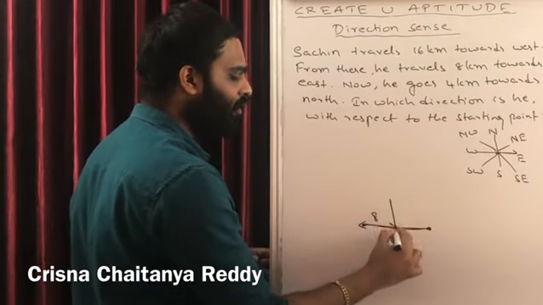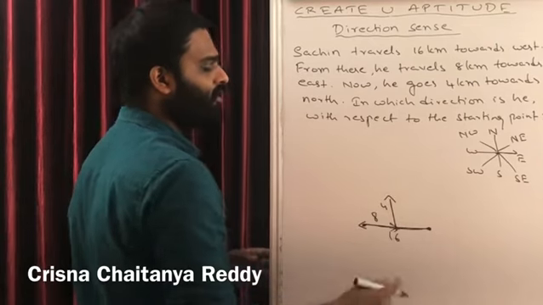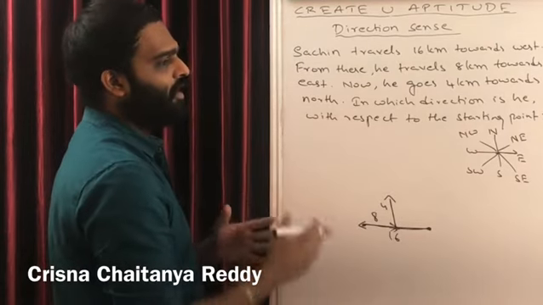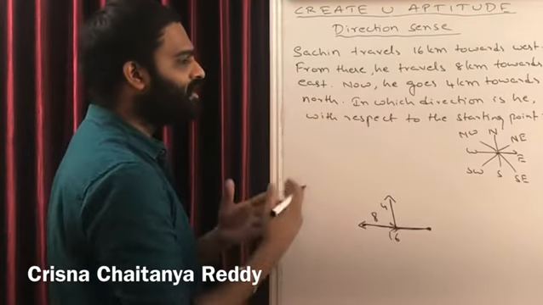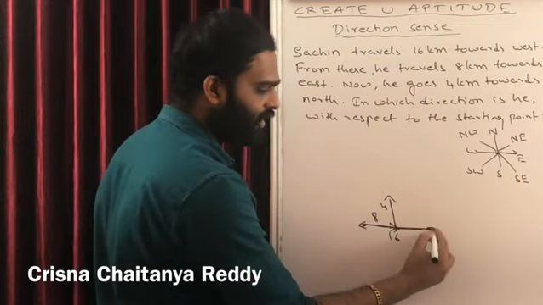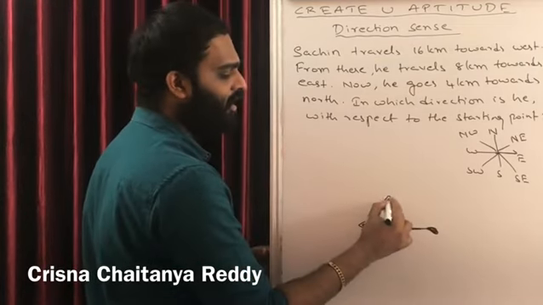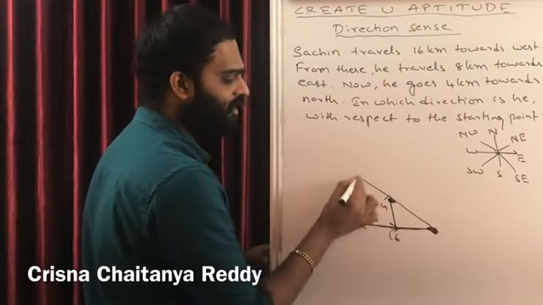So he went 4 kilometers towards north. Now he is asking us to find out in which direction he is with respect to the starting point. This is the starting point and here he is. That means he is in this direction.